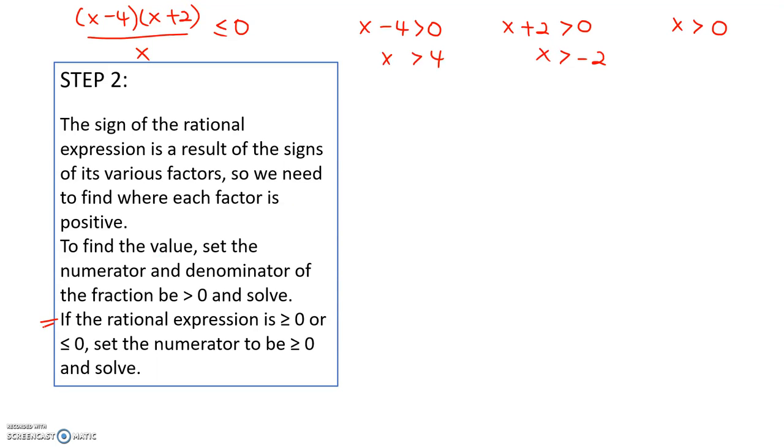However, if we read this line over here, if the rational expression is greater than or equal to 0 or less than or equal to 0, set the numerator to be greater than or equal to 0 and solve. So we need to write down the equal sign for our numerator part. These two are our numerator, so we let them be greater than or equal to 0. Meanwhile, this is our denominator, so we simply write down greater than 0. So that is our second step.